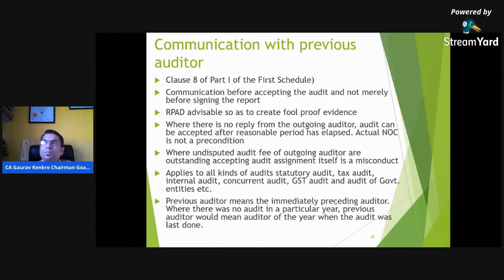Actual NOC is not a precondition, but as a professional courtesy and as a general practice, we normally insist on a NOC from the earlier CA, so that we are on equitable and amicable terms, so that there is no objection from the earlier CA if you take up his assignment.